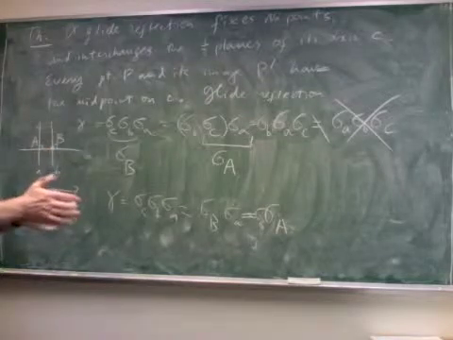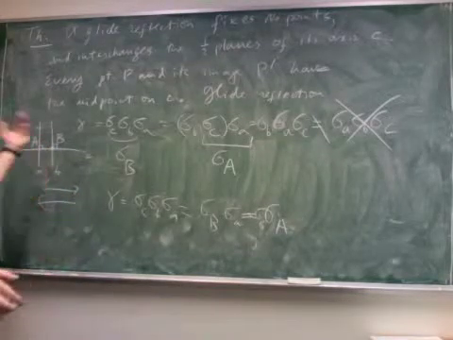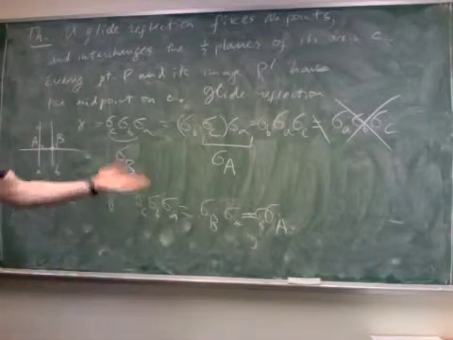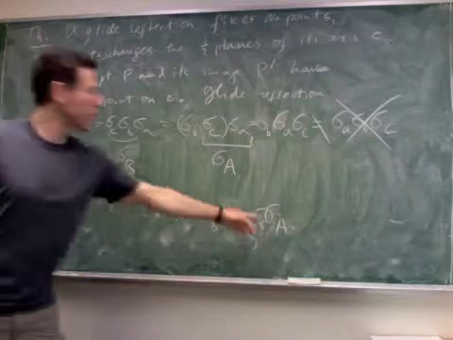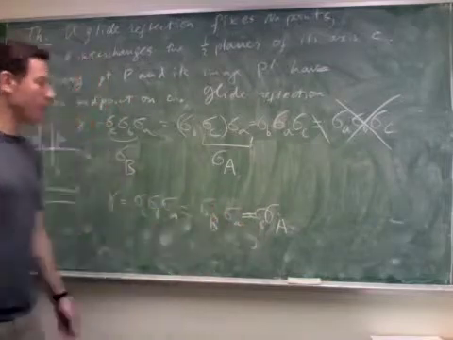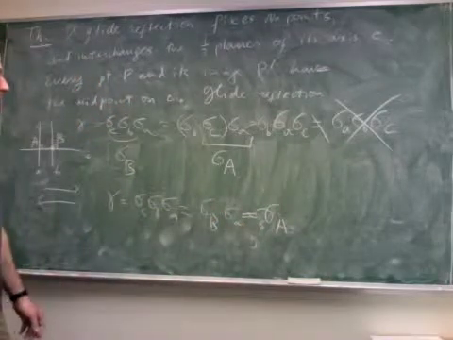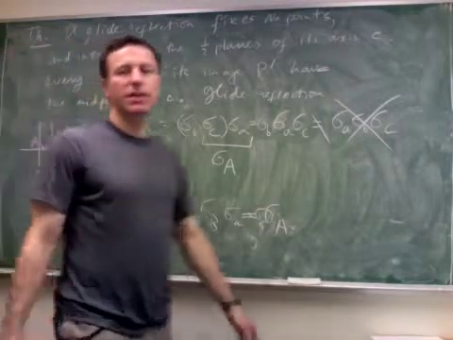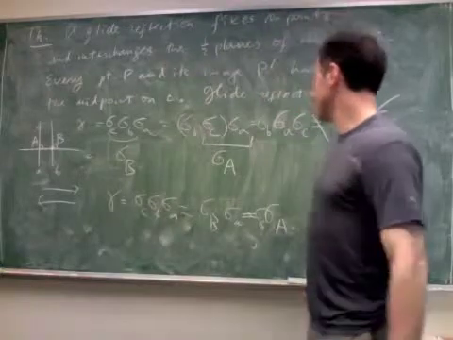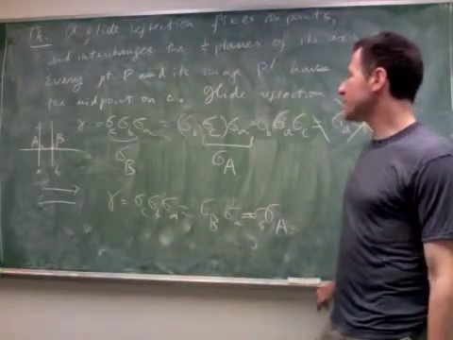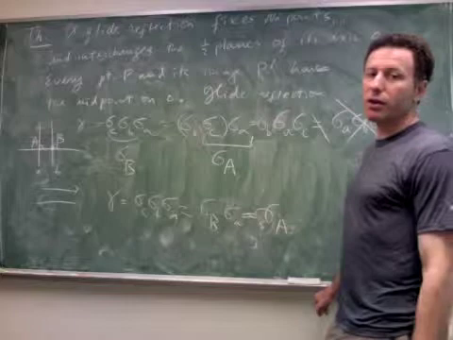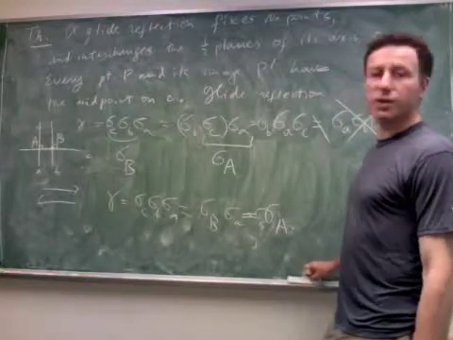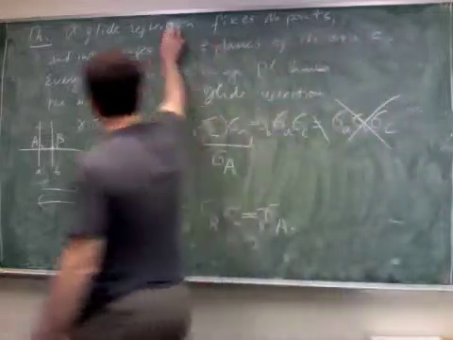So we managed to write any glide reflection as a composition of a half turn and the reflection in either order. Okay, so now we'll show that conversely, starting with a composition of a half turn and reflection in either order, we will have a glide reflection. How to see that?